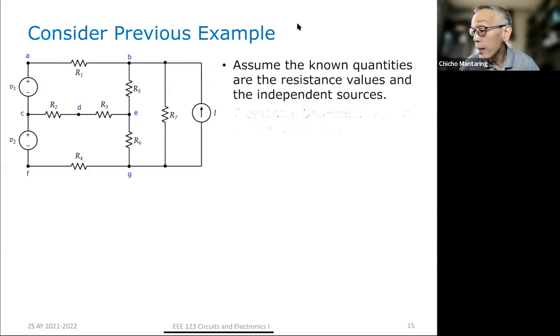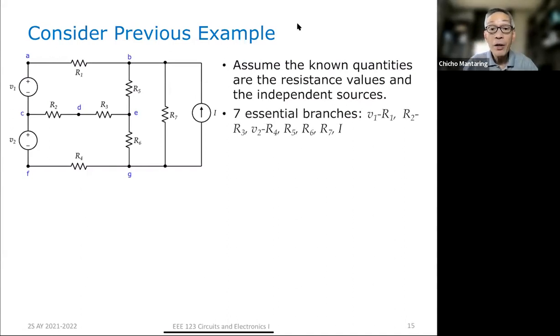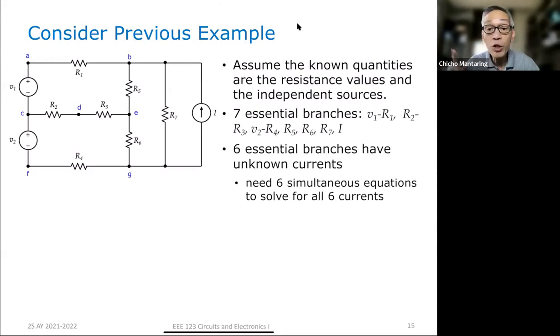So how many unknowns are there? There are 7 essential branches. So nakita na natin yan kanina. 6 of those branches have unknown currents, kasi alam natin kung ano yung current flowing through I. Therefore, dun sa 7 essential branches, yung 6, hindi natin alam kung ano yung mga currents na yun. So I need 6 simultaneous equations to solve for 6 currents.